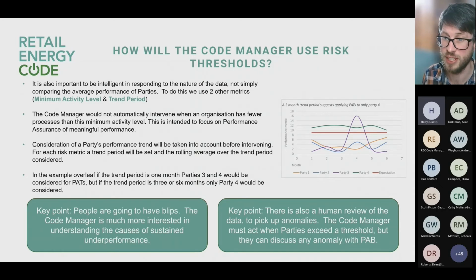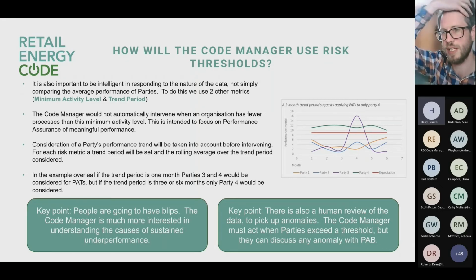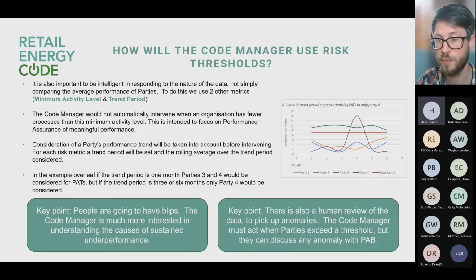We want to differentiate here between these and the purple party. The purple party has clearly had something go wrong in month 4. Their performance has gone significantly wrong. And in the data, we cannot tell you if that is because someone has got sick or all of those different unexpected events happen. But what we can tell you is in month 5 and month 6, they've gone and solved that problem. That is the behaviour that we expect of parties. And because of that improvement, we wouldn't in this instance with a 3-month trend period look to intervene.